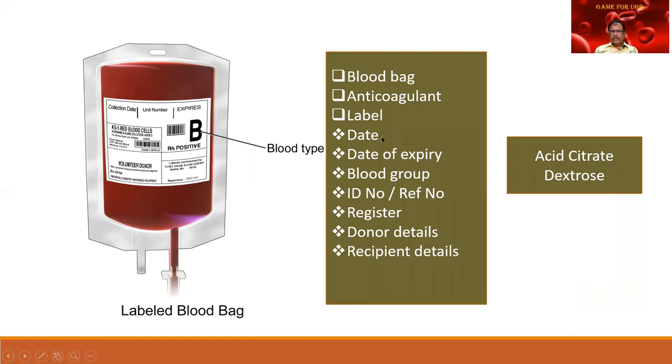There should be a label carrying all these details. What is the date of donation? What is the date of expiry? What is the blood group? ID number, reference number. And these should be entered in the register also.